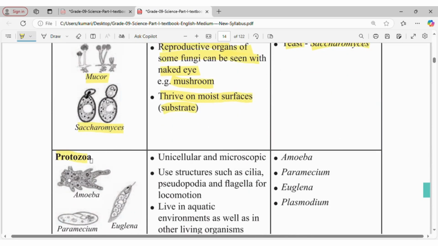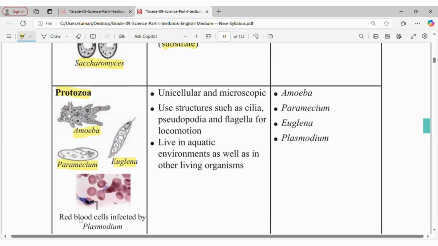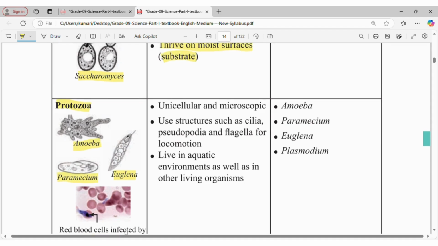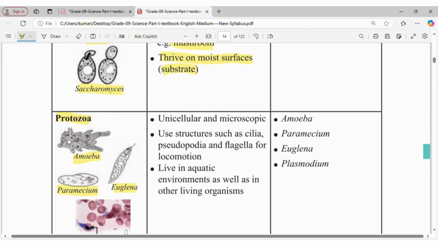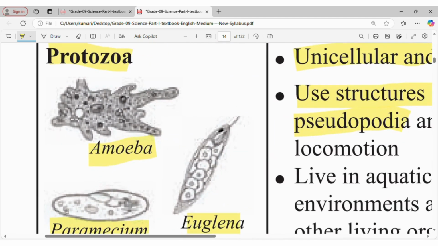Next, third type, protozoans. We are familiar with these from grade 6 or 7. Amoeba have no definite shape. Paramecium have cilia. Euglena have flagella. And here, red blood cells infected by Plasmodium. Plasmodium is a protozoan microscopic organism which causes the malaria disease. They are unicellular and microscopic, and use structures such as, so here we have the three types of locomotive organelles of protozoans.